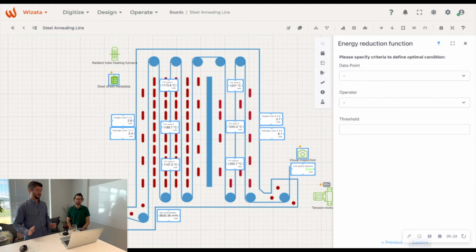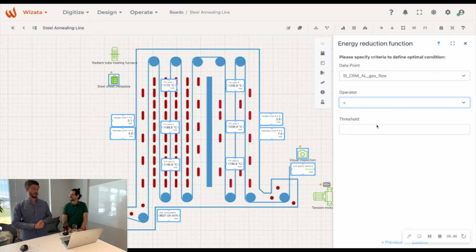And here is the final step, which is the most important: to specify the target you want to optimize and which level you want to reach in your optimization. So in that case, what we want to optimize is the gas consumption, so the gas flow. And I will target a specific threshold. So here you have to trust me with that, but what we identified in the data, maybe we can show after if needed as well.